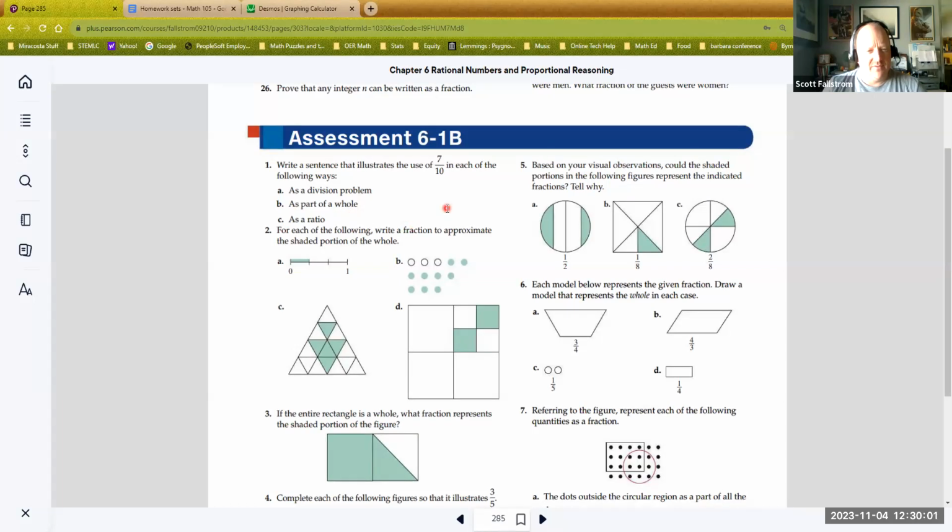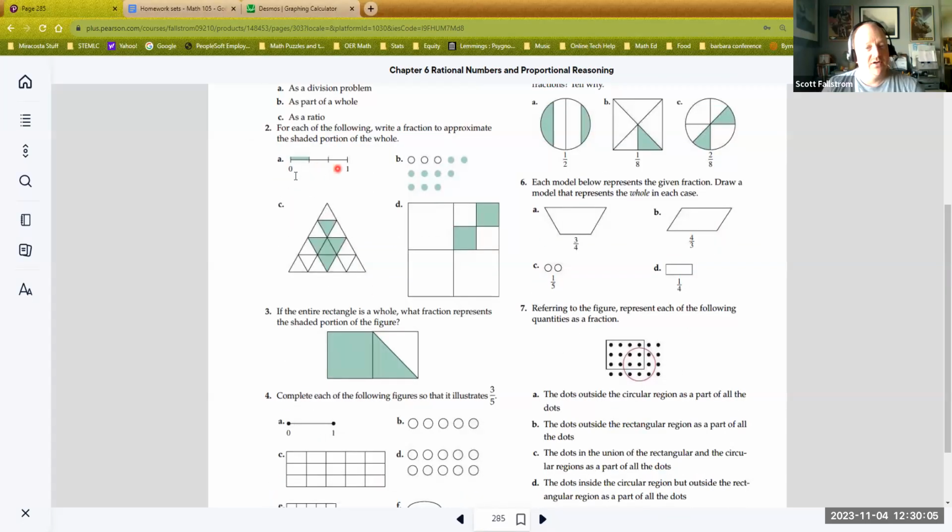For each of the following, write a fraction to approximate the shaded portion of the whole. Again, look at these. These are usually the same size pieces. With the triangles they are, with the number line it is, with the dots it is. This one it is not.